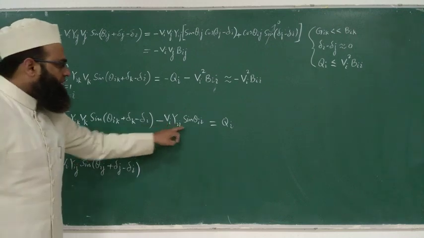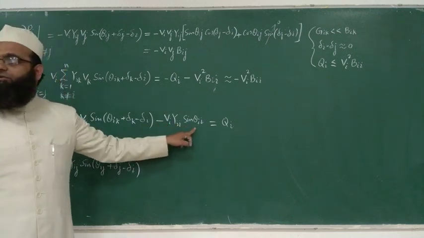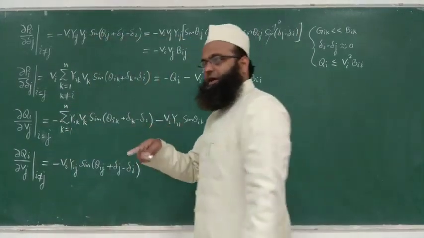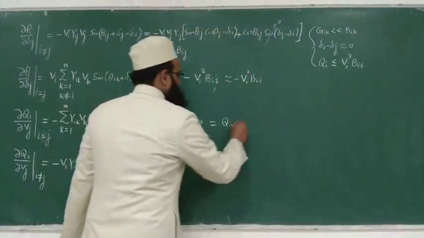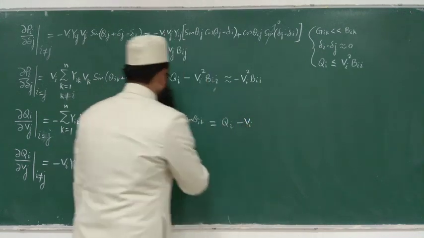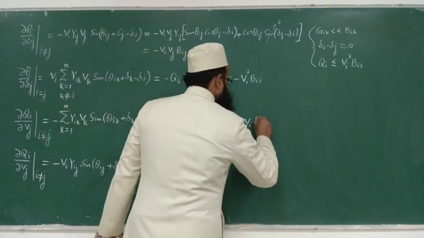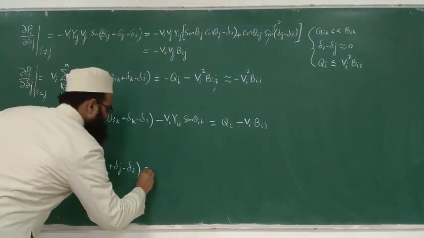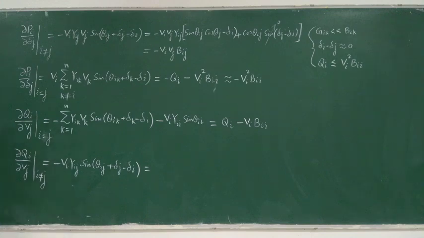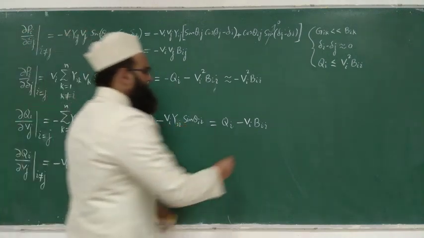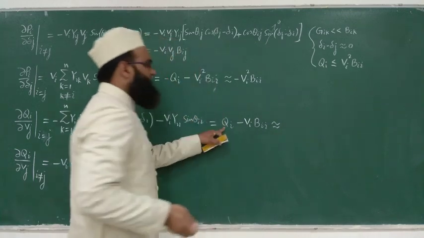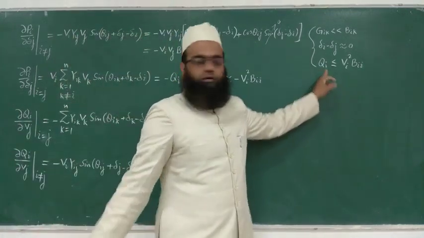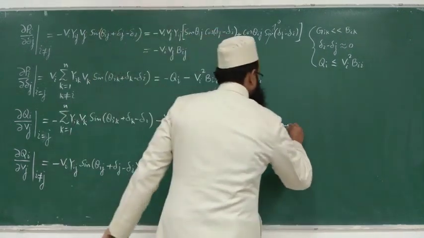minus Yi sin theta i. What is it? Sine is not D, that is B, the sine reactive part. So we will write Vi Bi. What about this? That can further be written as Qi, which is very, very small, so we can neglect it wherever Qi is coming. So we may write directly minus Bii.